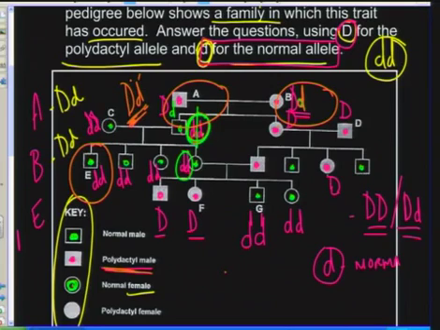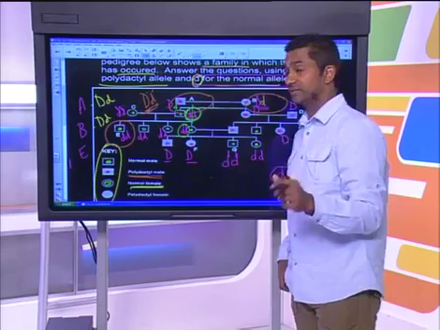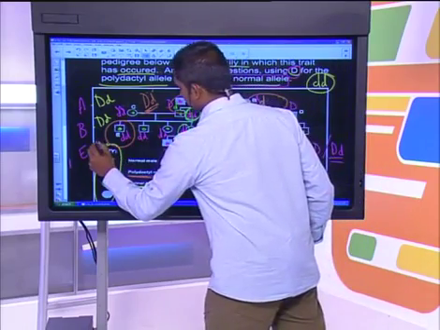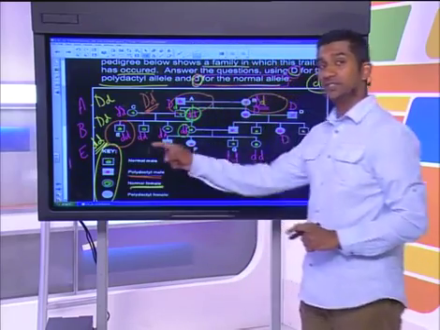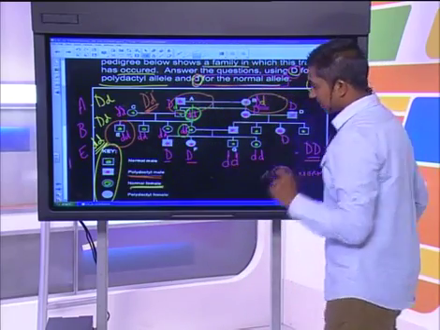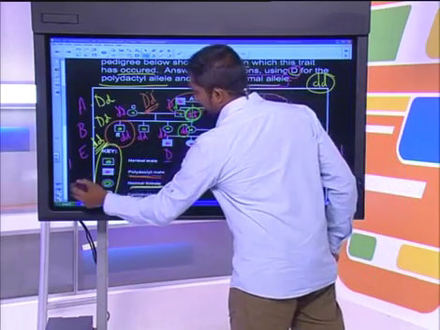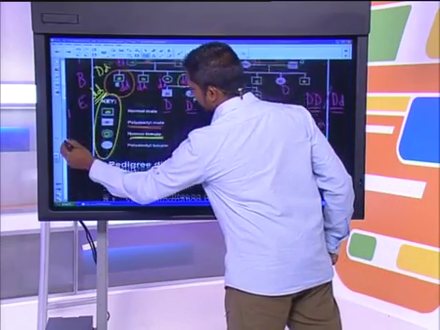And individual E, looking at the key, the unshaded individuals are normal. Remember that this is an autosomal dominant condition. So if you are normal, it means you are recessive, and for you to be recessive, you must be homozygous recessive, and that would be the genotype of the individual that is male, who is unshaded.